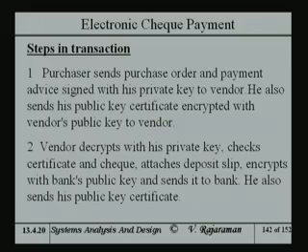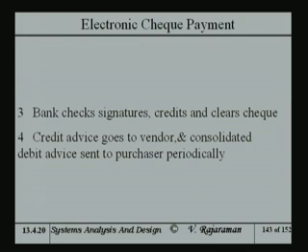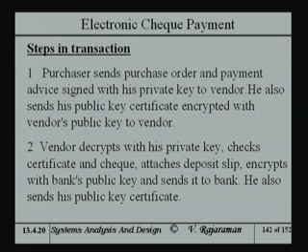Once it is signed, of course the public key certificate is sent by the purchaser if it is not already exchanged and so on. Once that is done, then there is a bank. Once the vendor gets authentication about the signature, he will send the entire thing to the bank, and normally the purchaser also will send to the bank the signed copy of the purchase order, so that the bank can check whether this check is a valid check or not.